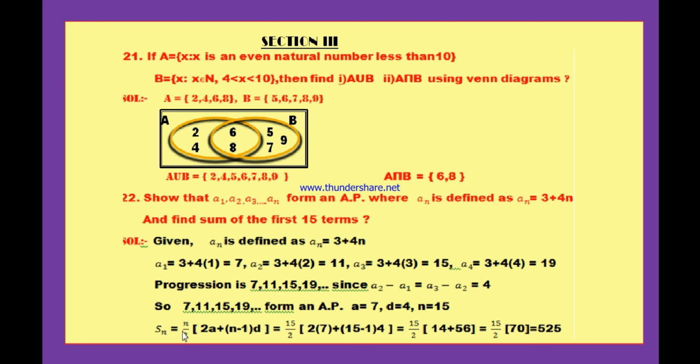Here substitute n is equal to 15, a is equal to 7, and D is equal to 4. Then n by 2 means 15 by 2, into 2a means 2 into a is 7, 2 into 7, plus n minus 1, this 15 minus 1, into D is 4. That is 15 by 2 into 2 into 7 is 14, 15 minus 1 is 14, 14 into 4 is 56. 14 plus 56 is 70, this 2 in 70 is 35 times, 15 into 35 is 525.